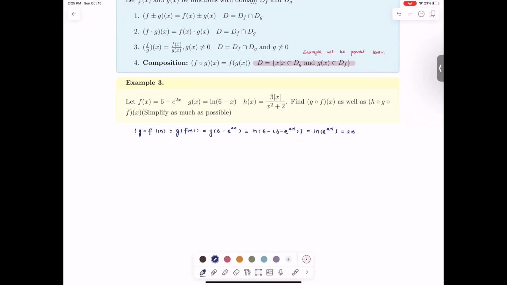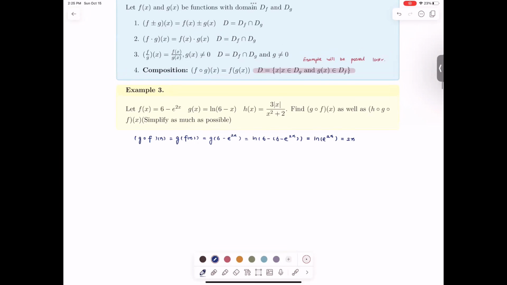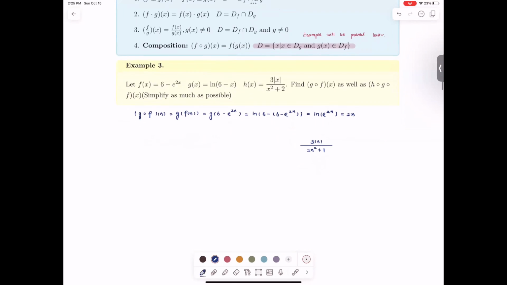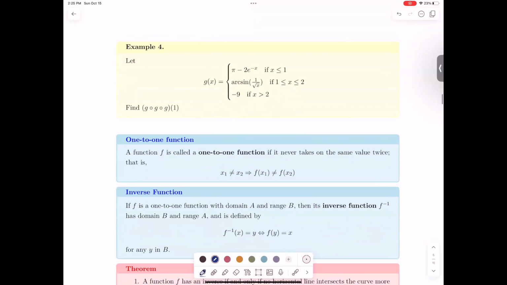What about the other one? What did you guys get? Might be harder to type. 3 absolute value of x over 2x squared plus 1. That's correct. Okay. Anyone need me to take it up? Or you guys are good? This is a correct final answer. 2x squared plus 1. Can I move on? Yeah? Nice. Okay, let's do 4.